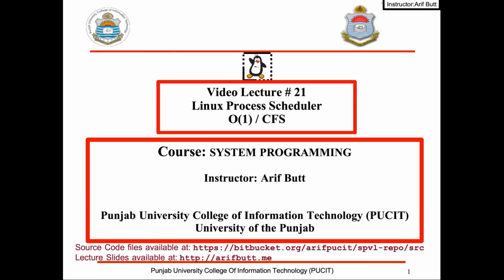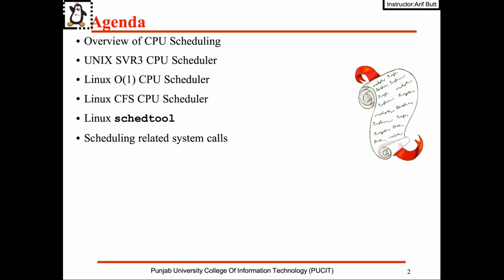Today we are going to do a scuba diving as to how the Linux CPU scheduler actually works. We'll start with a quick recap of some important scheduling related terms and a brief discussion on some standard CPU scheduling algorithms. We will see how the Unix System V Release 3 process scheduler works. We will see the data structures involved and the working of Linux's famous constant time scheduler. And then finally the Linux CFS scheduler, the Completely Fair Scheduler.